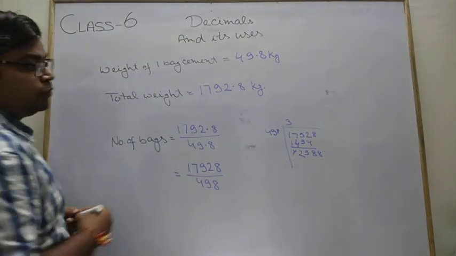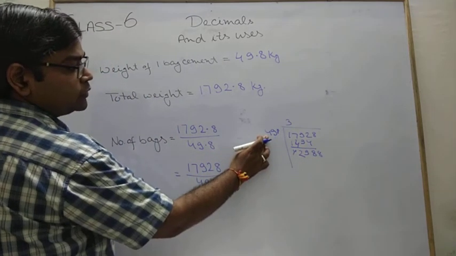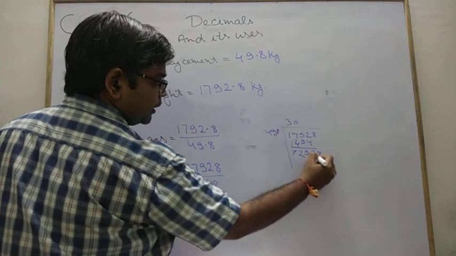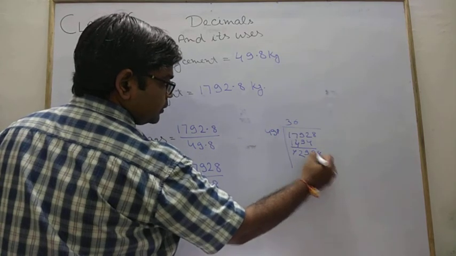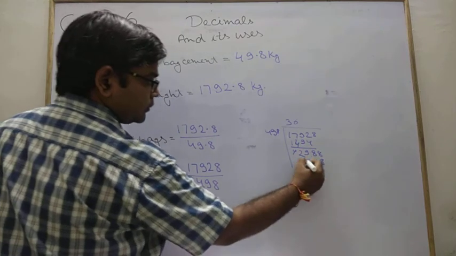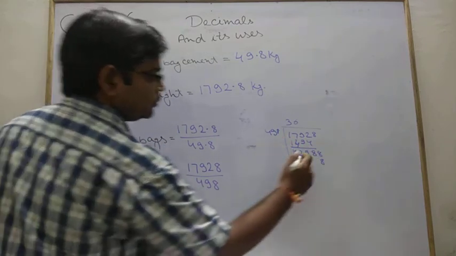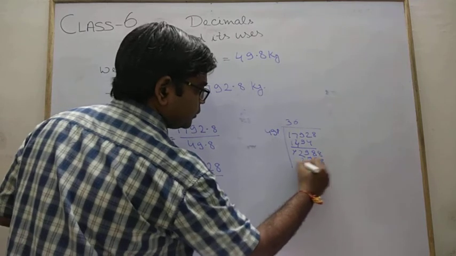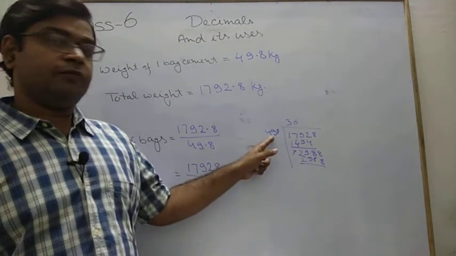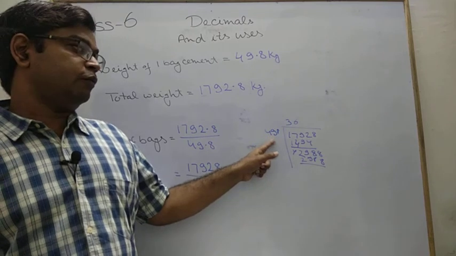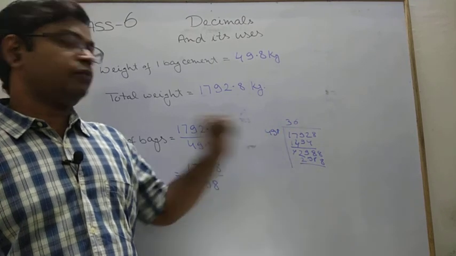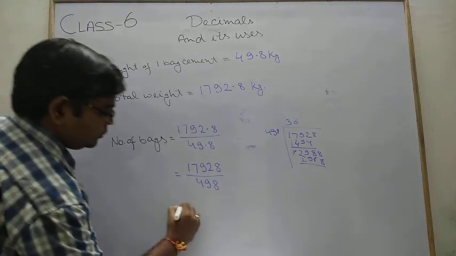Now 6 4s are 24, 7 4s are 28. 28 is more, maybe greater. It's an 8, 6 8s are 48, 4 carry, 6 9s are 54, 54 plus 4 is 58, 5 carry, 6 4s are 24, 24 plus 5 is 29. So its answer is 36 bags.